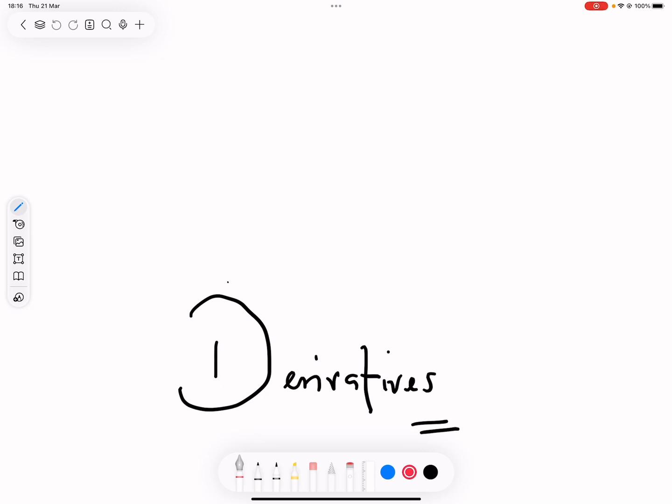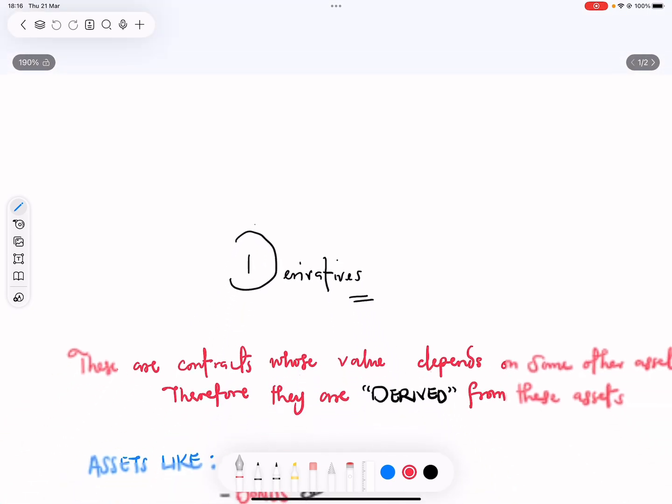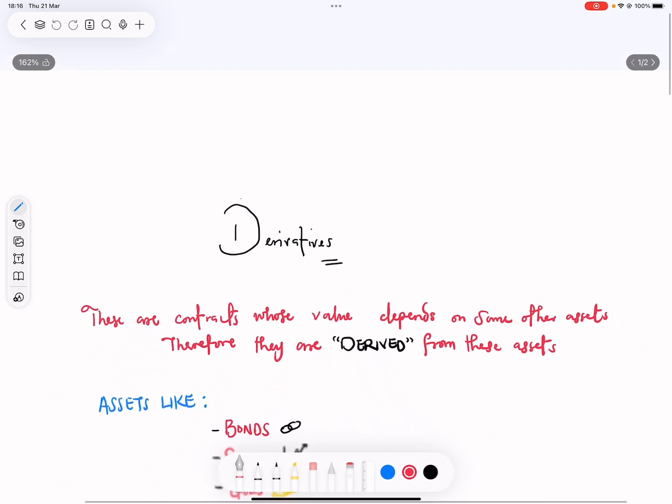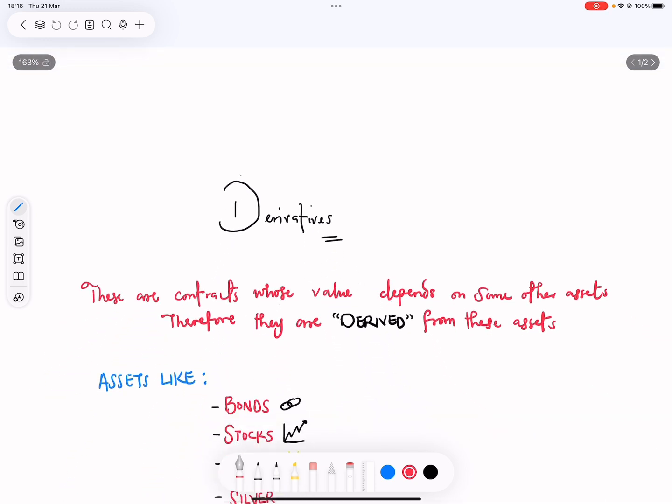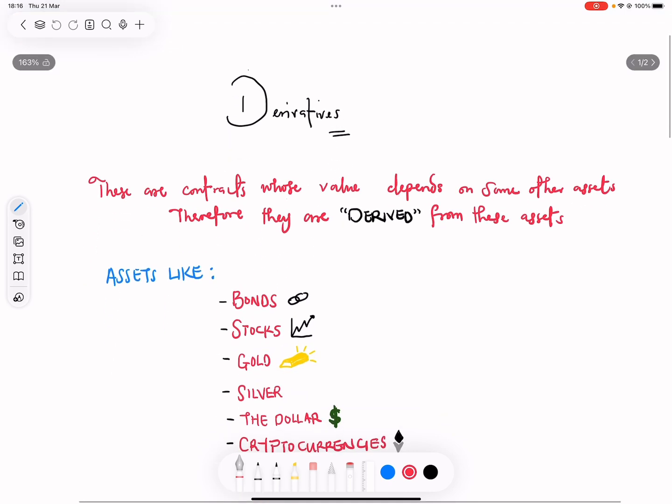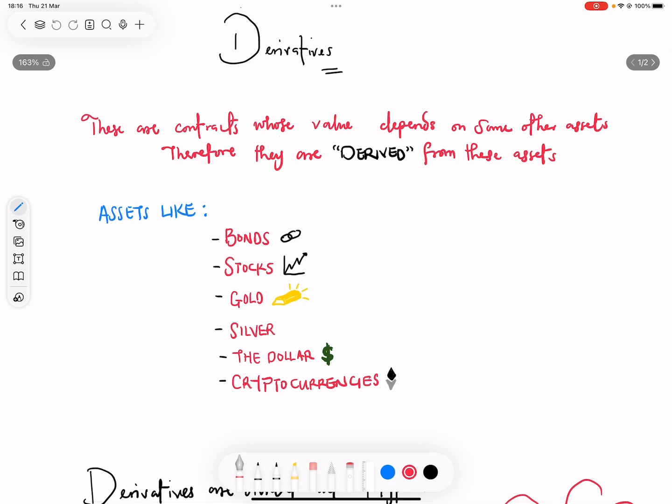So it started from derivatives, right? Derivatives are contracts whose values depend on some other assets. Therefore, they are derived from these assets. Assets could be things like bonds, stocks, gold, silver, dollar, and cryptocurrencies. Every single one of these assets has a specific value, and a derivative is based off of these values. It's like a copycat version, derived from each of these.